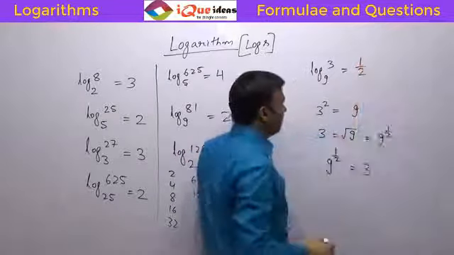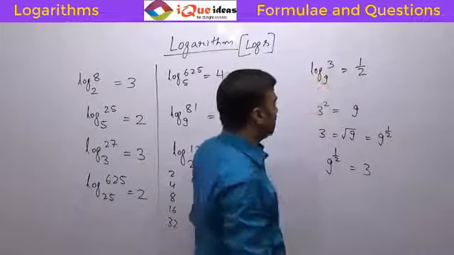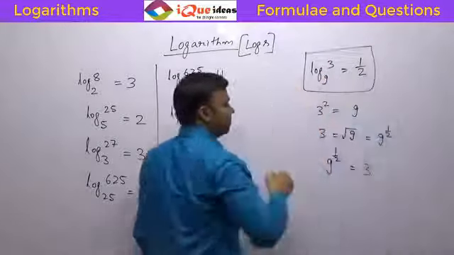What do you have to think? 3 is which power of 9? Right? 9 to the power what is equal to 3? So that is equal to 1 by 2. So the answer of this is 1 by 2.